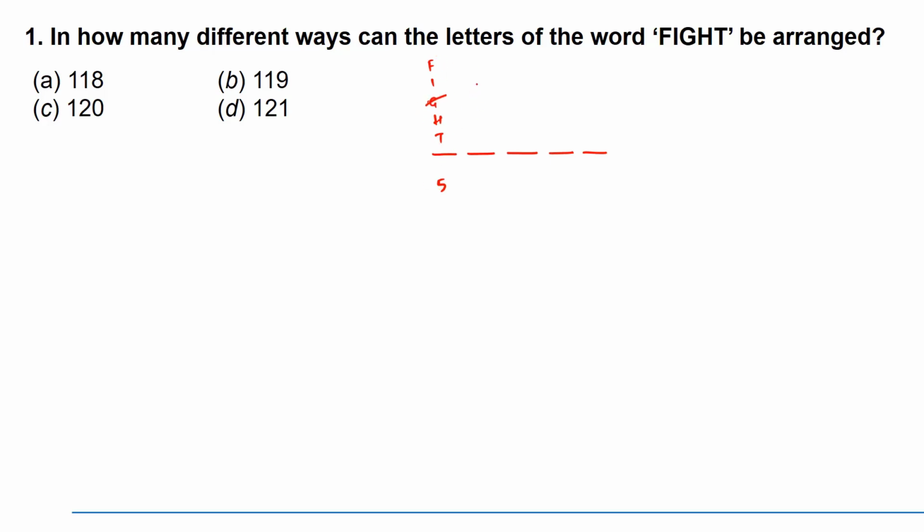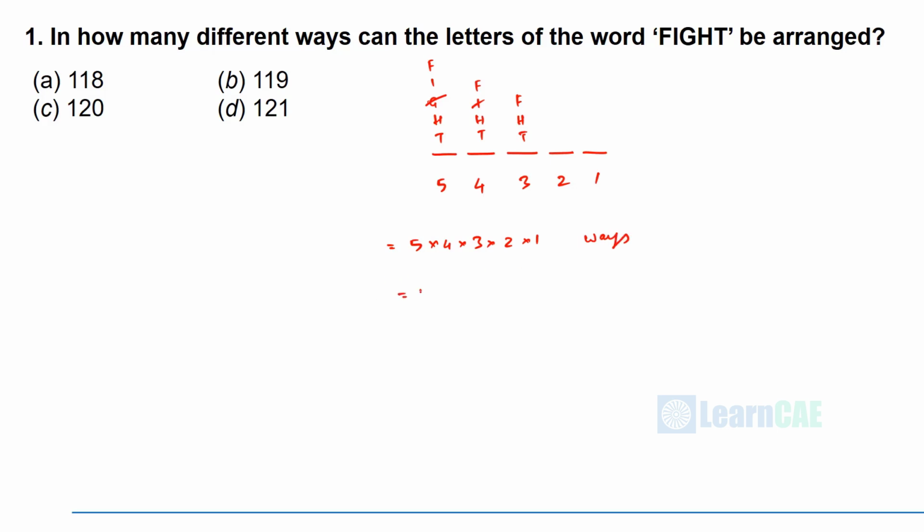So the remaining letters are F, I, H, T. So in the second place, we can fill with 4 letters. If I take I here, we can fill third place with any of these 3 letters, F, H, T. So it is 3. Similarly, in the next 2 places, we can fill 2 and 1. Therefore, this word fight can be arranged in 5 into 4 into 3 into 2 into 1 ways.